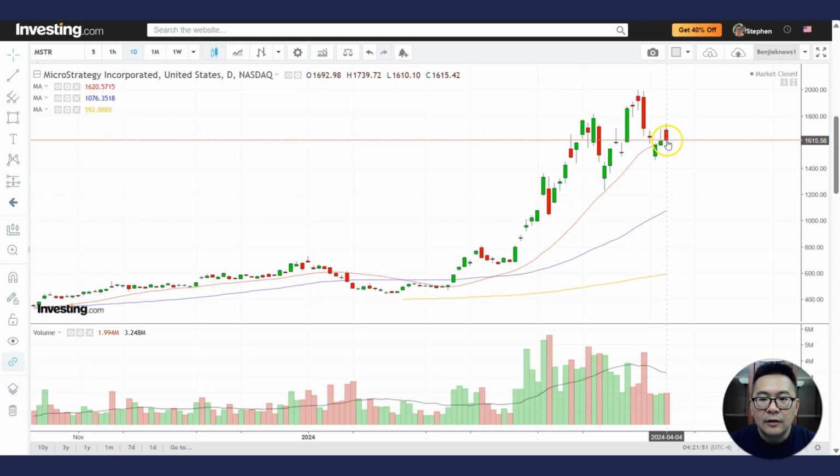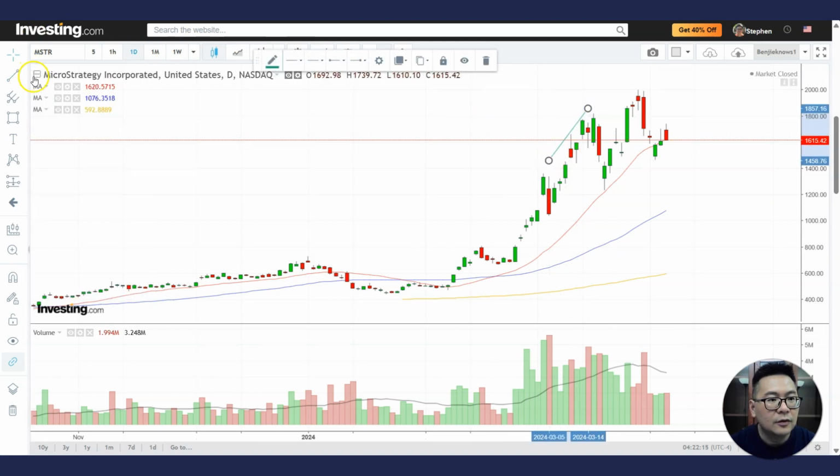You have to be very careful in this kind of situation, because if the stock fails to make a higher high that is above these old highs here, then this might be the start of a correction in the stock. Let's say it goes a bit higher here and stops here and then it declines. What might happen is that the stock may be forming a head and shoulders pattern.